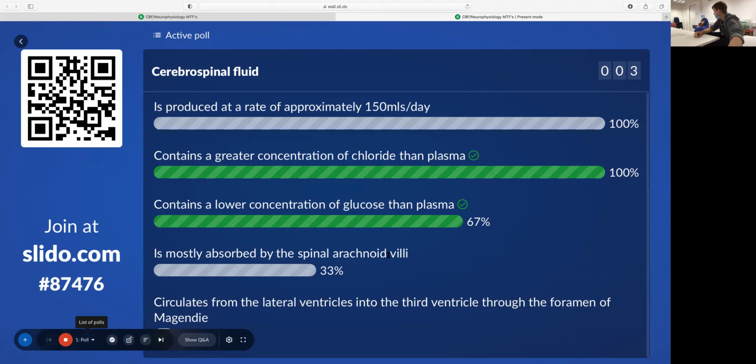There's slightly less calcium from memory. Sodium is more or less equivalent, potassium is slightly less, but not significantly. Glucose is obviously lower. We test that all the time, don't we? So it's mostly absorbed by the arachnoid villi and then circulates through the ventricles. Everyone got that one right, that's good.